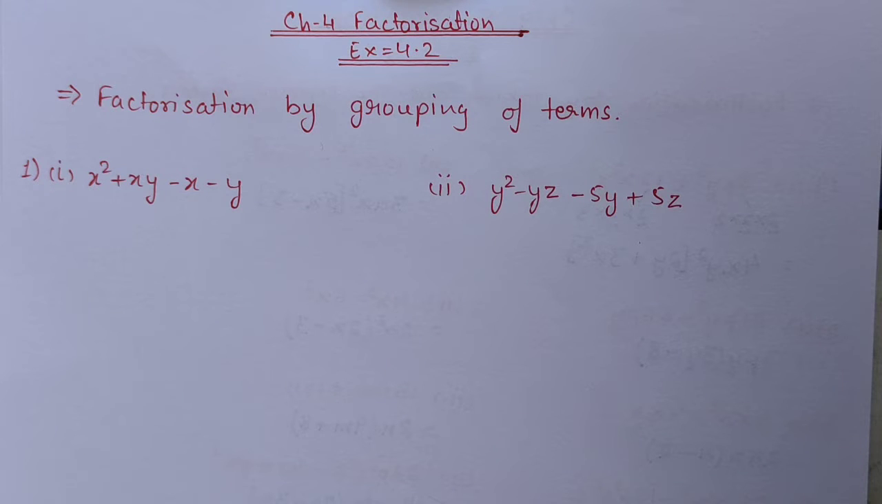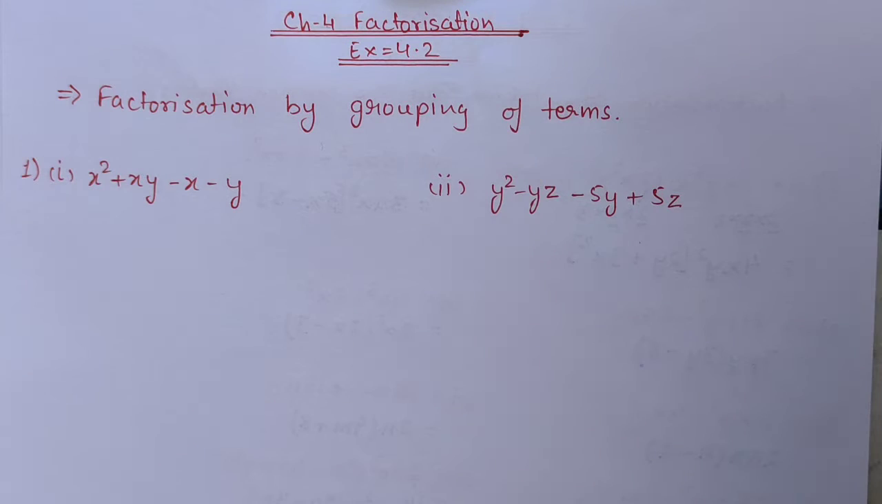Hello students, we are doing chapter number 4 factorization and today we will start exercise 4.2. In this exercise you will learn how to do factorization by grouping of terms. So first of all we will group the terms in such a way that each group has a common factor, and then again we will take the common factor out. Now we will start the exercise.